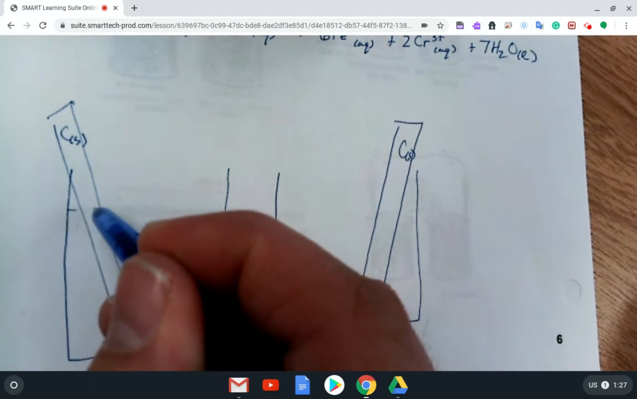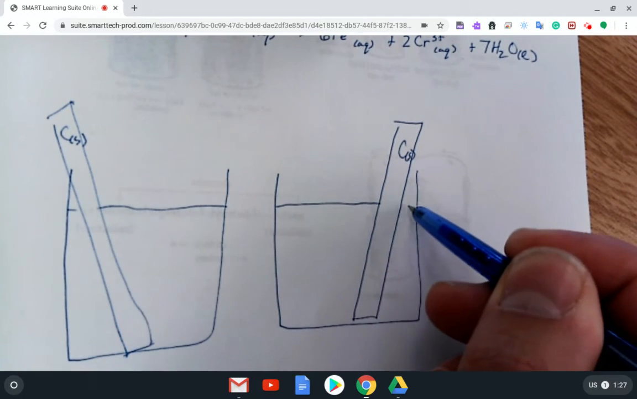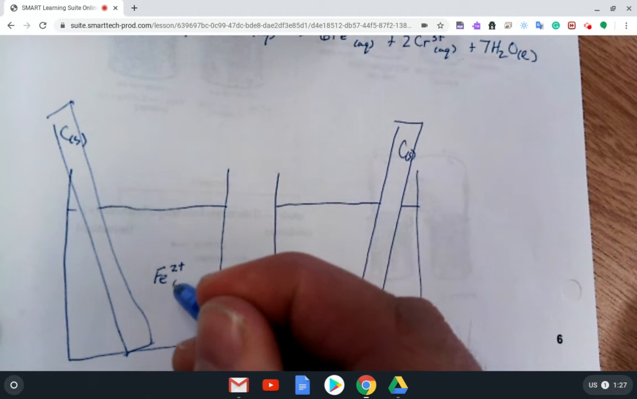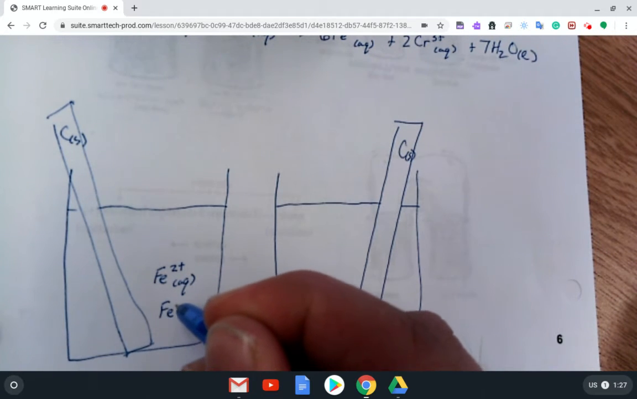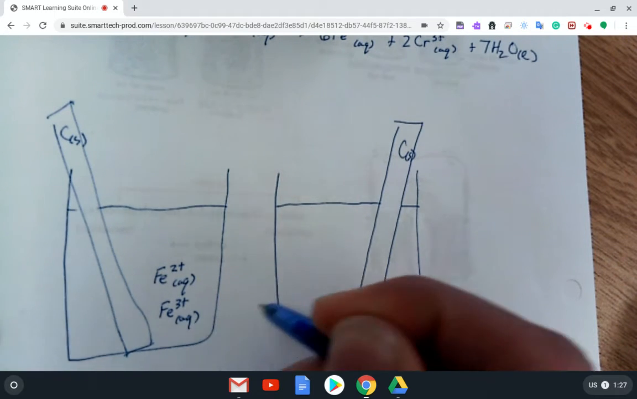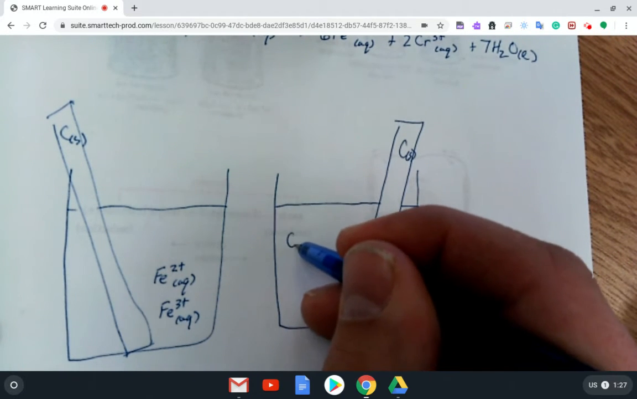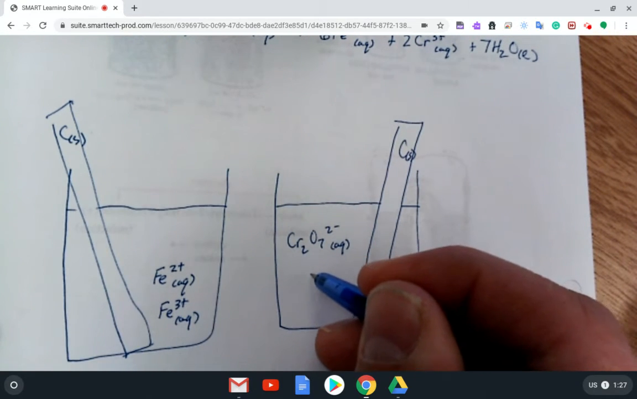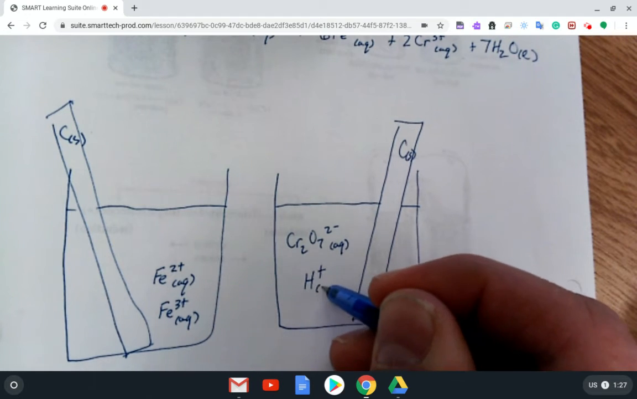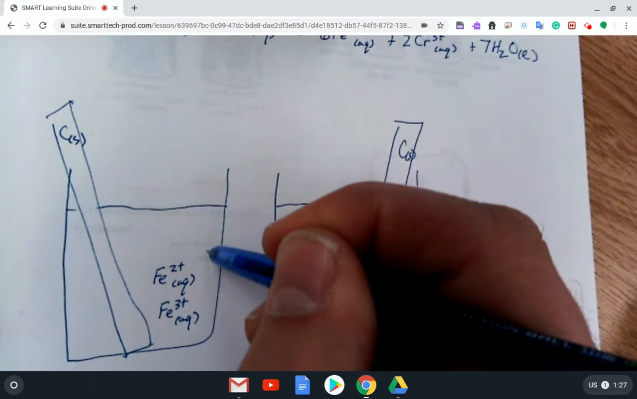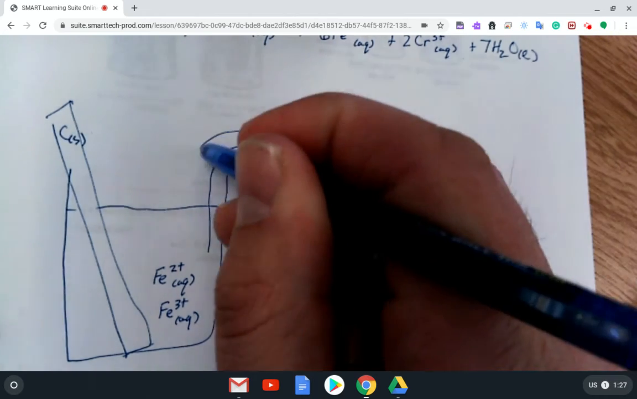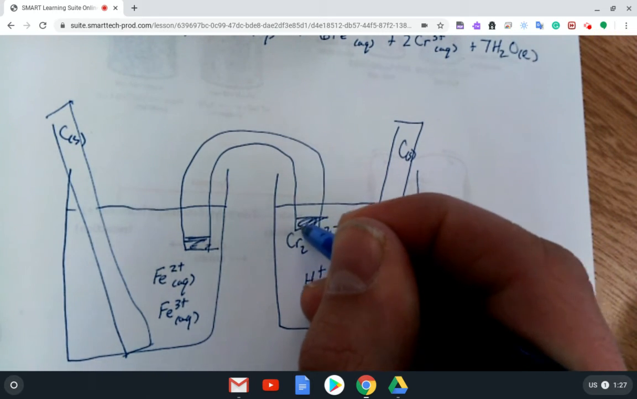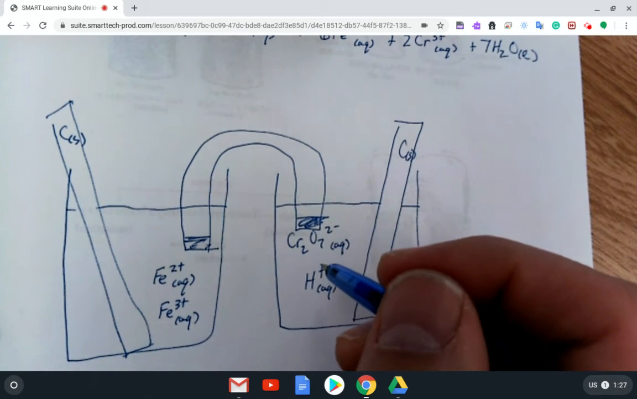They're in solution, so we'll draw solutions here. In one we have Fe2+ and also Fe3+. Over here we have Cr2O7 2- and H+. Again, it doesn't matter which side. Then they're connected by a salt bridge. They have little plugs in them, just to let the ions through and not let these ions go back.